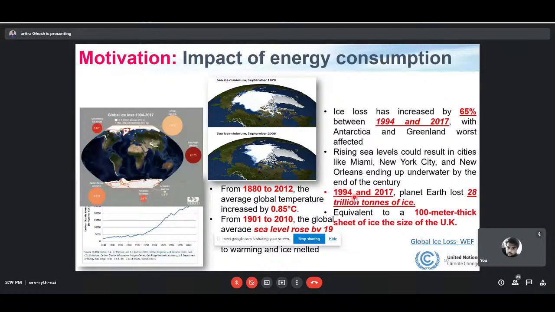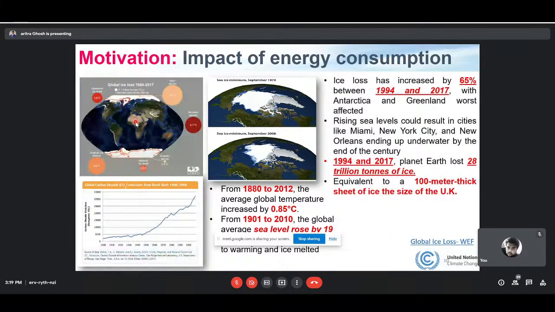And this is the picture from NASA. They have taken that, and they're saying that compared to 1994 and 2017, 65% of ice has actually been lost. And the amount of this loss, you can say, is a 100-meter thick sheet the size of the UK. So that means we have lost so much ice, and that is the reason that at some point we can actually lose a lot of land.